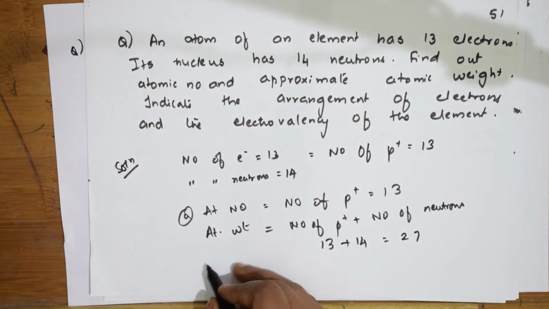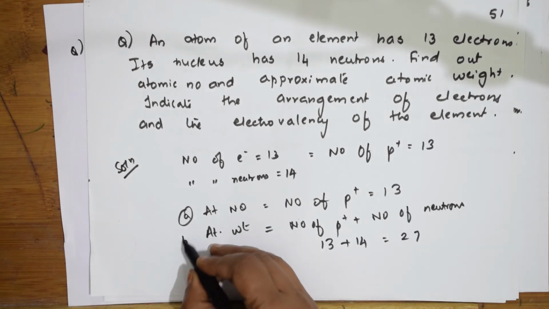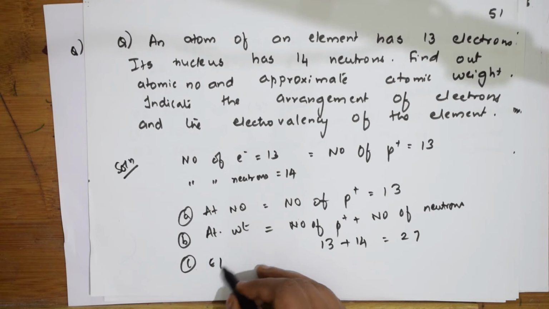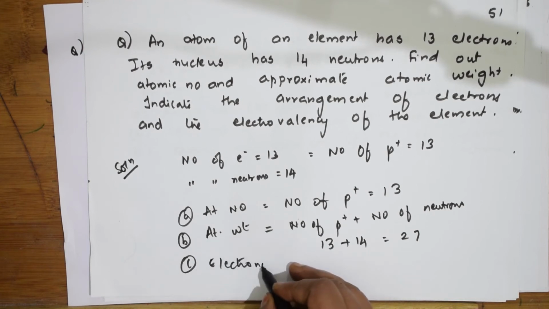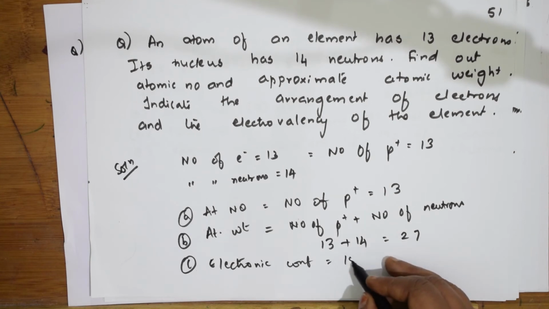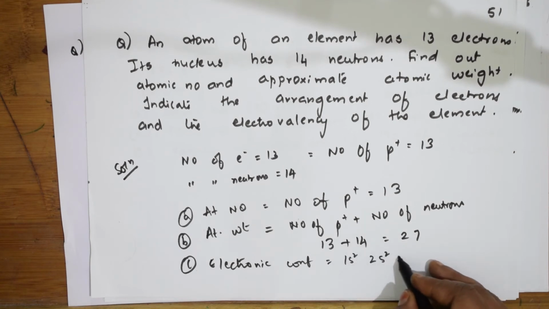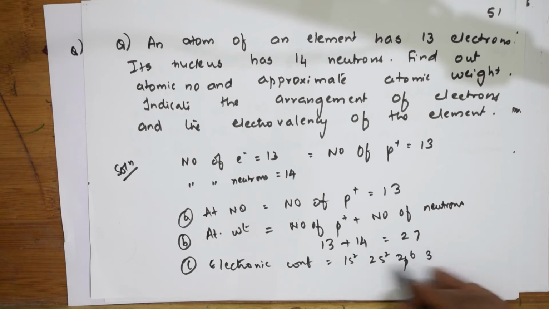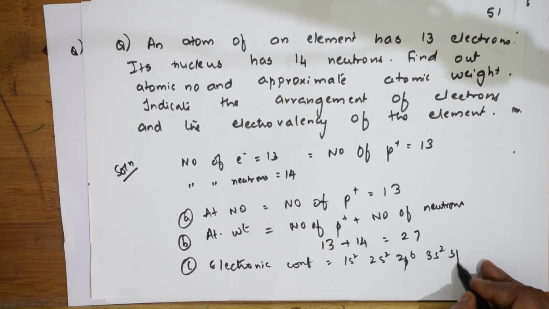So arrangement of electrons is nothing but electronic configuration, isn't it? This is B, this is C. So I am writing the electronic configuration of this. How do I write according to the Aufbau principle? 1s2, 2s2, 2p6, this is 10. 3s2, 3p1, so 13 together.